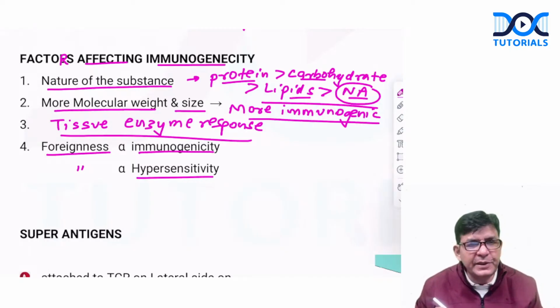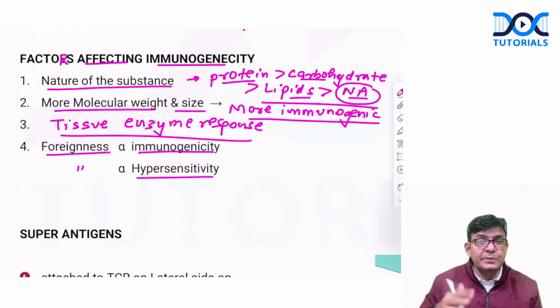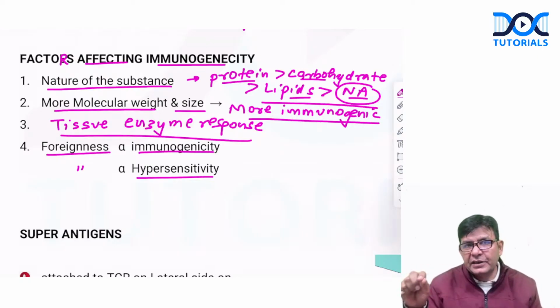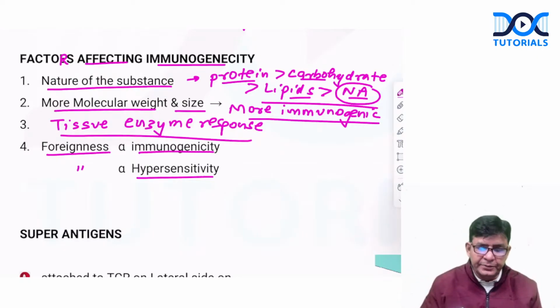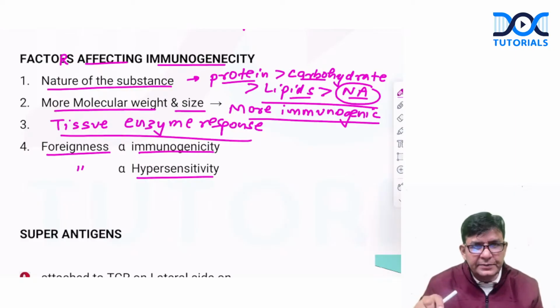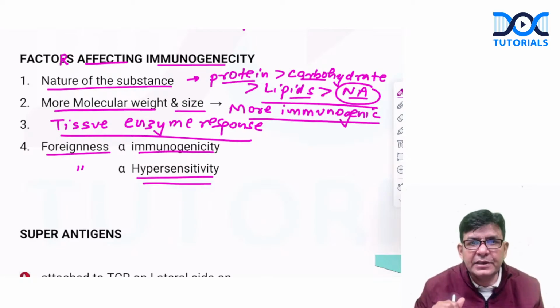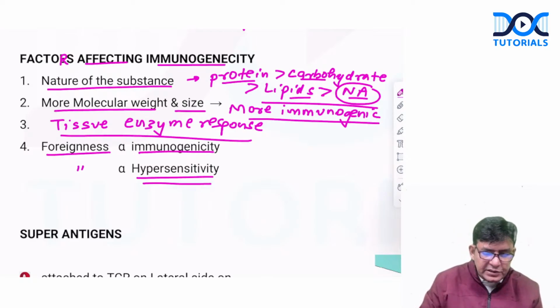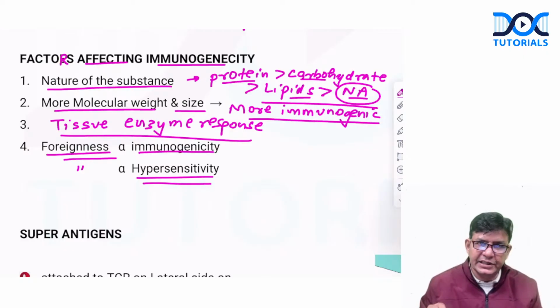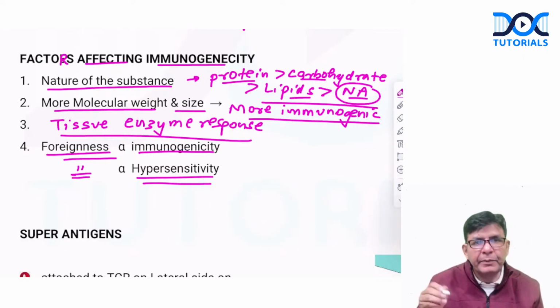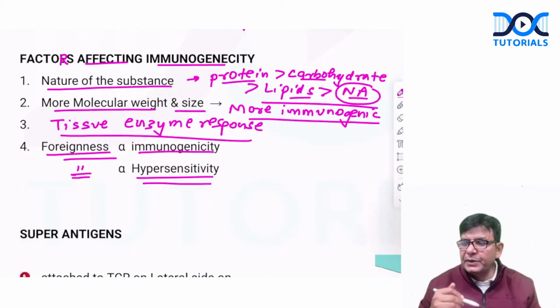So if a suspected rabies patient comes to you and you give equine rabies immunoglobulin, that also acts for the body like an antigen, and that too a foreign antigen. The good thing is that it will give a good response, but the problem is that it can cause hypersensitivity. So foreignness is good for immunogenicity and antigenicity, but it has a problem of hypersensitivity. Remember this point also.